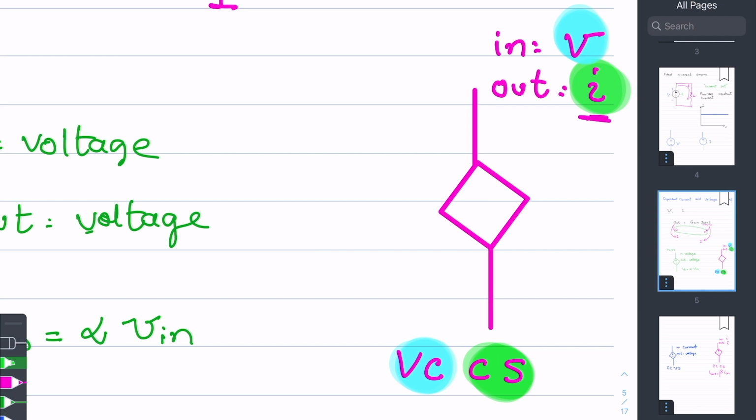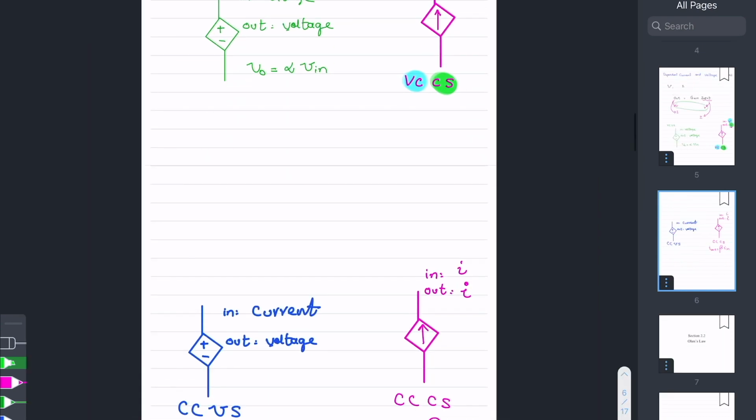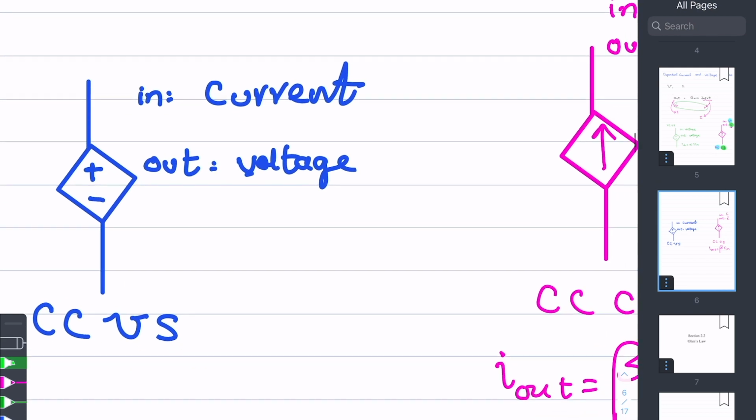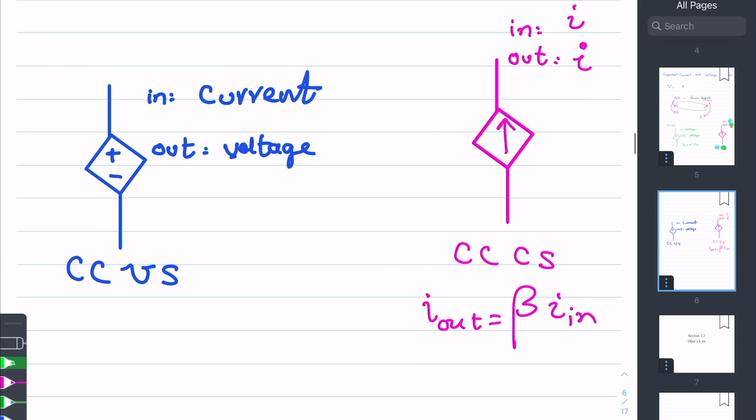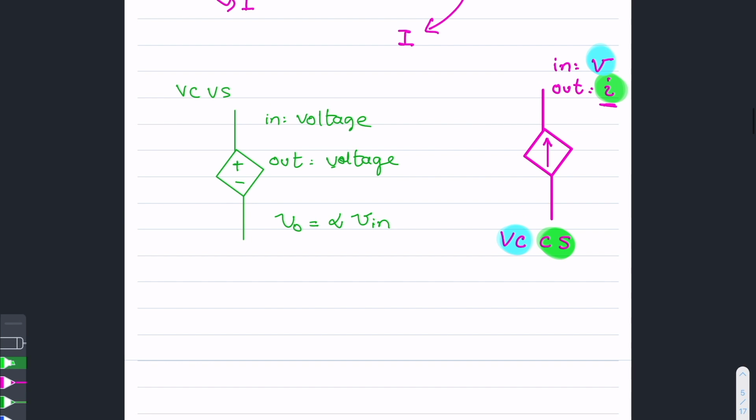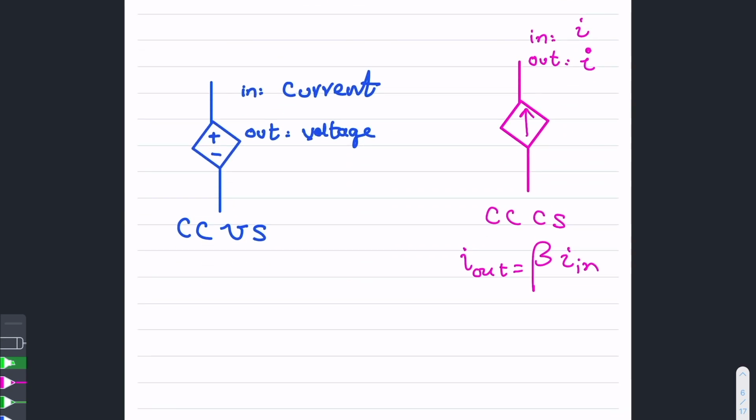So when you have an output current, it is appropriately shown using an arrow, and when you have an output voltage, that's shown using plus and minus symbols. So in effect, what we have is 4 dependent sources: a voltage controlled voltage source, a voltage controlled current source, a current controlled voltage source, and a current controlled current source.